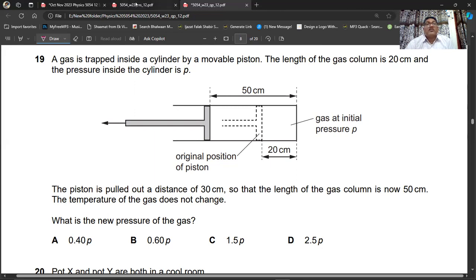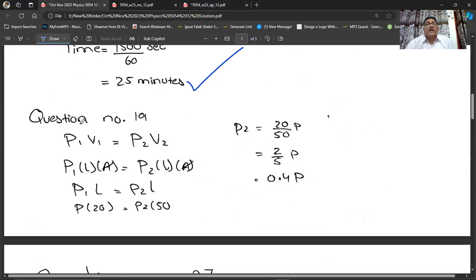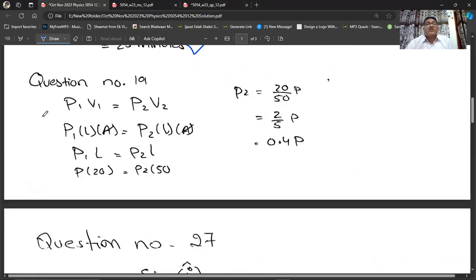Here it is written the temperature is constant. What is the new pressure of the gas? Okay, so let me show you. I have done this. P1 V1 equals P2 V2. V1 is cross-sectional area times length L1, and V2 is cross-sectional area times L2. The cross-sectional area on both sides is the same, so it will be cancelled. So P1 L1 equals P2 L2. So P1 is suppose P.